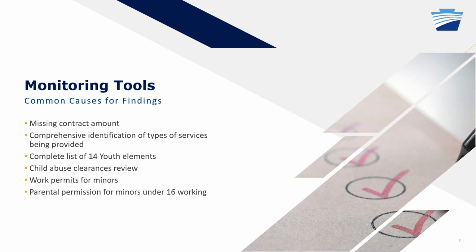Let's talk quickly about some of the common causes of findings Oversight Services identifies while monitoring local board monitoring. Local boards should ensure they're documenting their reviews of missing contract amounts, comprehensive identification of the types of services being provided and scope of work, a complete list of the 14 youth elements, child abuse clearances review, work permits for minors, and parental permission for minors under 16 that are working. Remember, if it's not on the monitoring tool, oversight can assume it's not been monitored, and findings may be the result.